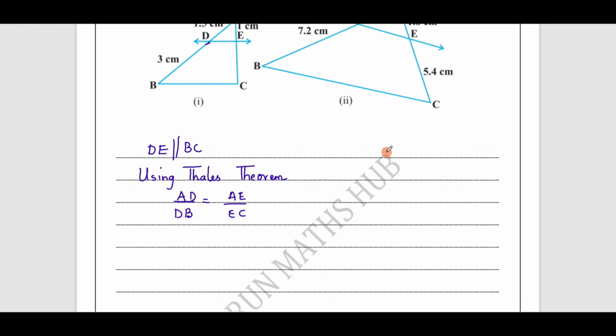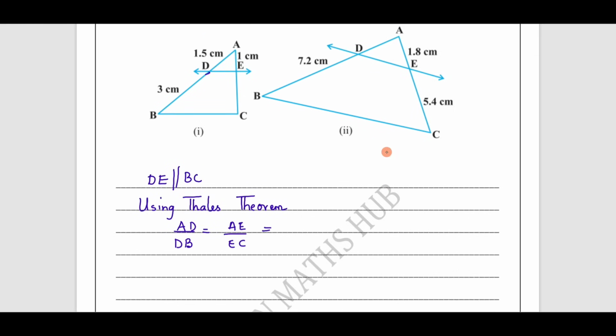What is AD? They have given 1.5 centimeter, divided by DB is 3. What is AE? It is 1. EC we should find, so EC as it is. Now cross multiply. EC equals 3 into 1, which is 3, whole divided by 1.5. Cross multiplying, it comes to the denominator. 3 divided by 1.5, that is 30 divided by 15. Therefore, EC is 2 centimeter. So solve this similar question.